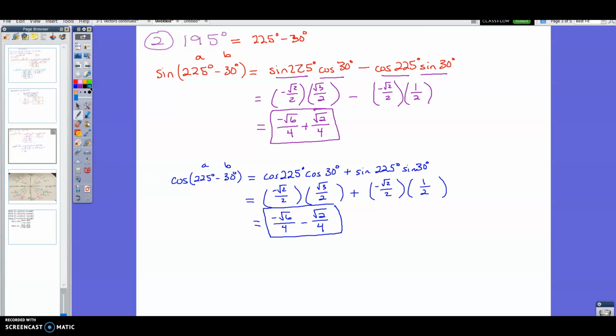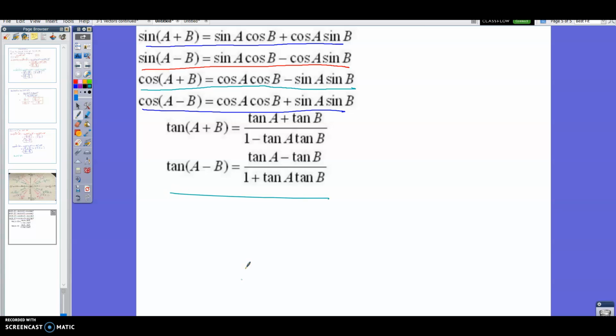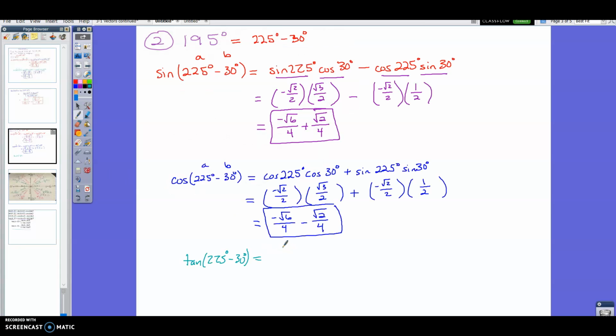So then we're going to do the same thing for tangent. So this time we're going to be using this bottom formula here. Tangent of A minus tangent of B divided by 1 plus tangent A, tangent B. So we have the tangent of A minus the tangent of B over 1 plus the tangent of A times the tangent of B.